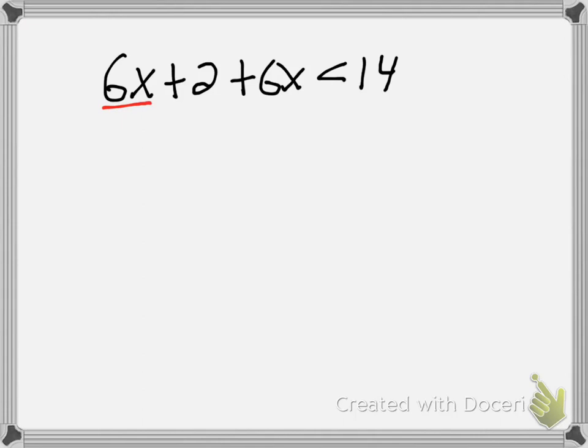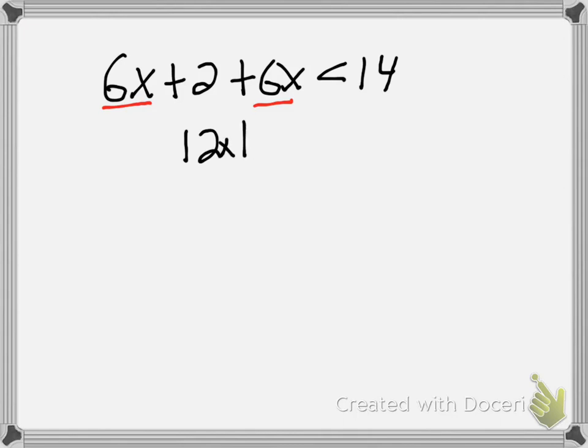Alright, so let's try 6x plus 2 plus 6x is less than 14. Okay, so with this one, I don't have any distributive property, but I do notice that I have some like terms. I have a 6x and a 6x. So those are like terms. I can combine those. They're on the same side of the inequality. So 6x and 6x is 12x.